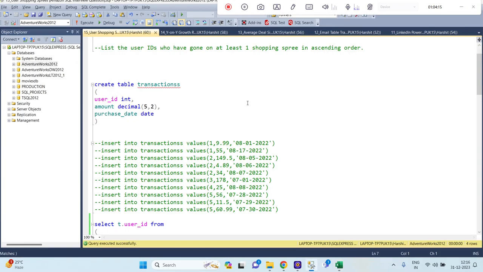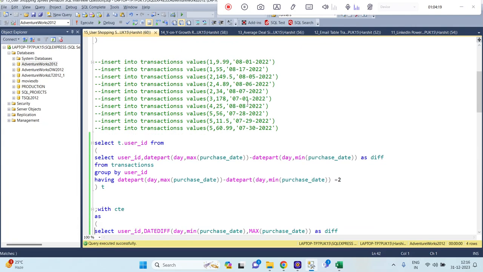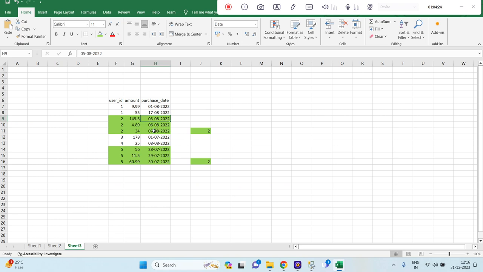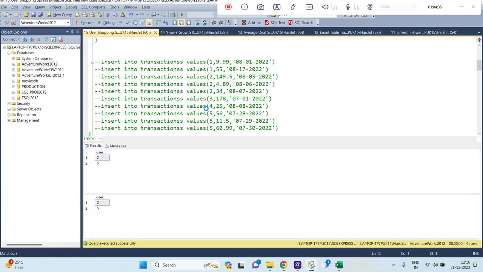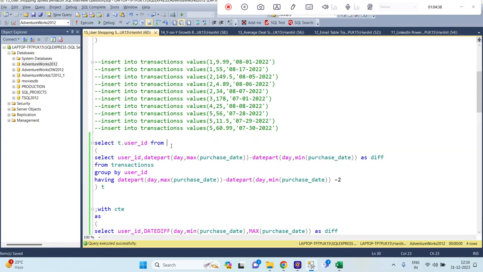So how can we identify the 3 consecutive days? The maximum and minimum difference should be 2. Here, the maximum of user ID date and minimum of user ID date difference should be 2. That is our requirement. That user ID is our requirement. So clear, right? This is the query. We have done it in two different ways.